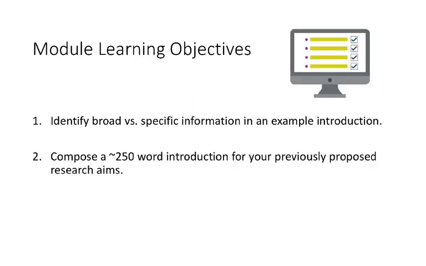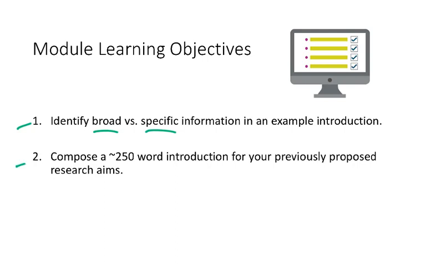So in this particular module, we have two main learning objectives, or things that you'll be able to do after completing this module. The first of those is being able to identify different types of information in an example introduction, specifically identifying information that we're going to categorize as either broad or specific, and I'll go over the details of that in the next video.